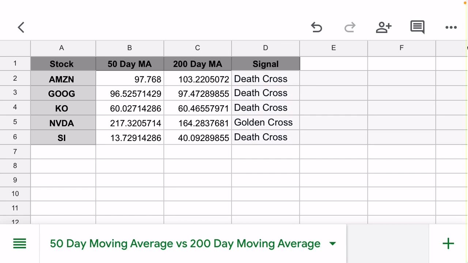I tried to get ChatGPT to give calculations for getting the RSI and the MACD, but it was having issues. There were some errors in the code, so that didn't quite work out. But I was able to get the 50-day and the 200-day moving average.